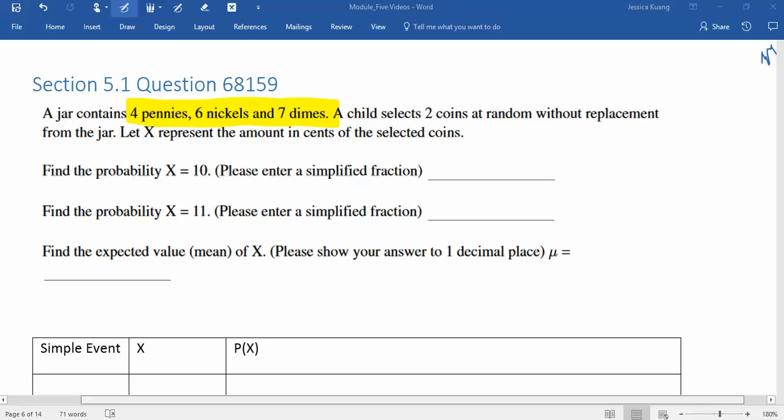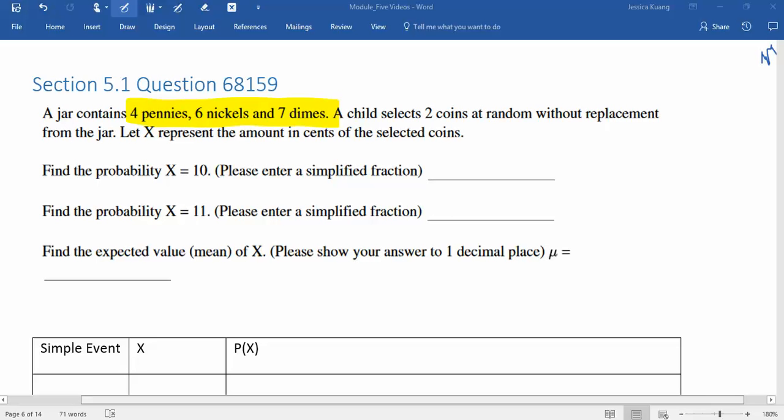A jar contains 4 pennies, 6 nickels, and 7 dimes. A try selects 2 coins at random without replacement from the jar. Let X represent the amount in cents of the selected coins. We would like to find the probability of X equals 10 and the probability of X equals 11 cents, and the expected value or the mean of X.